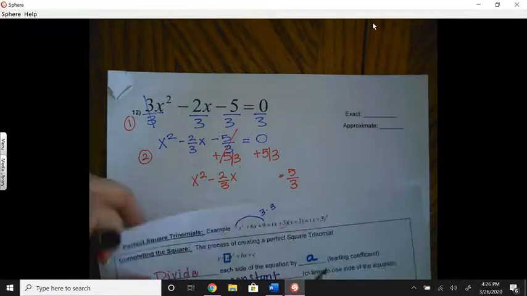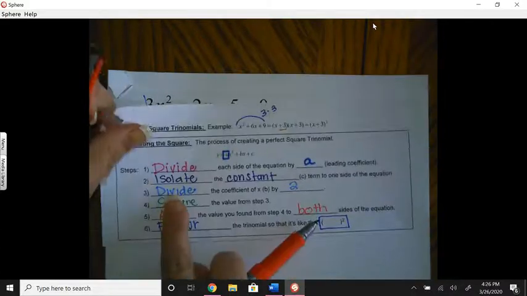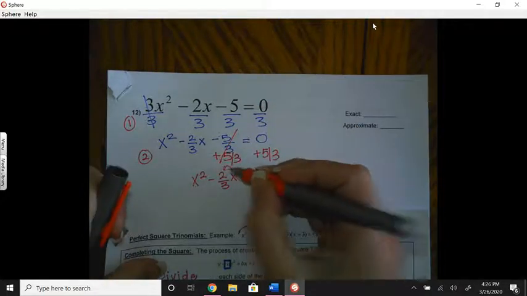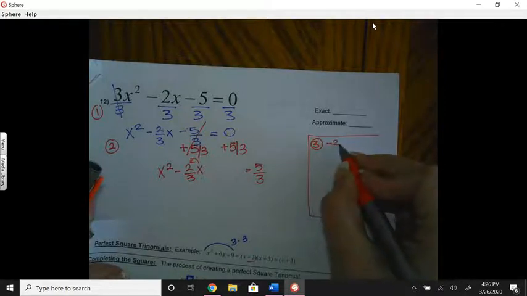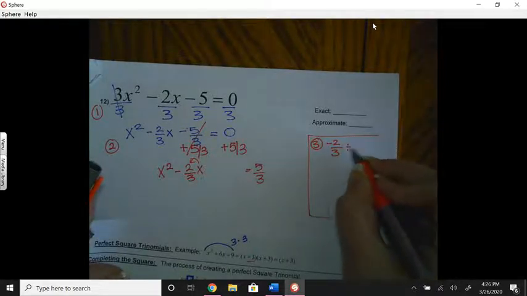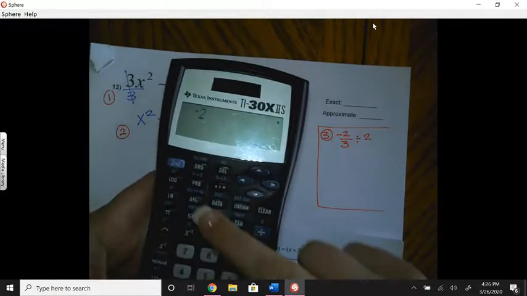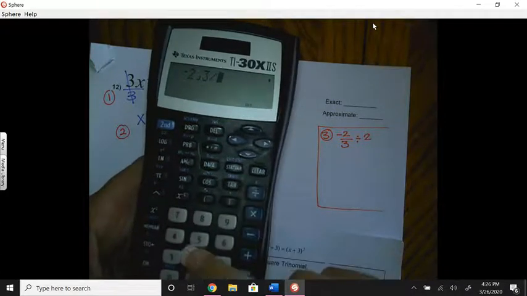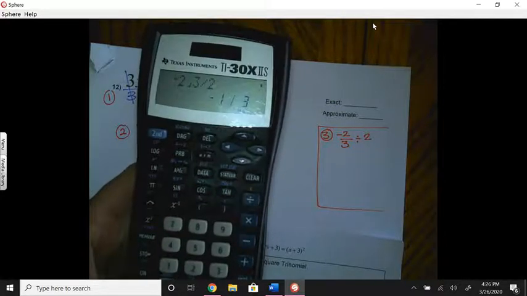And then step 3, I'm going to do this on the side so that I'm very organized. So step 3, I want to divide the coefficient of the x. So I want to divide this number in front of the x. I want to take negative 2/3 and divide it by 2. So negative 2/3 divided by 2 is negative 1/3.